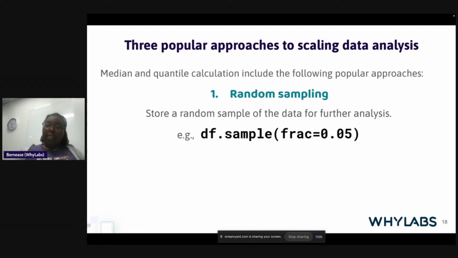So one is random sampling. So this is the idea of storing some small percentage of your data so that you can later do further analysis.